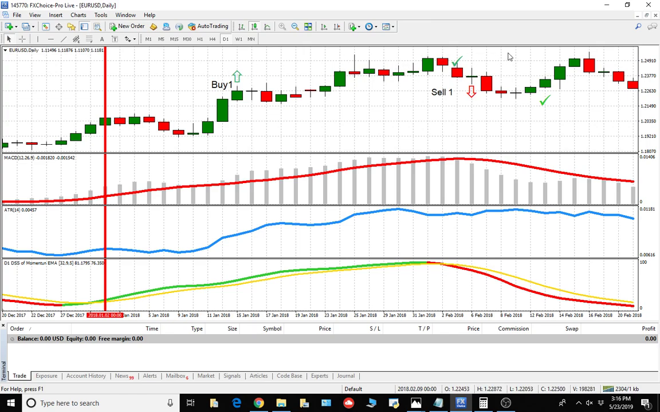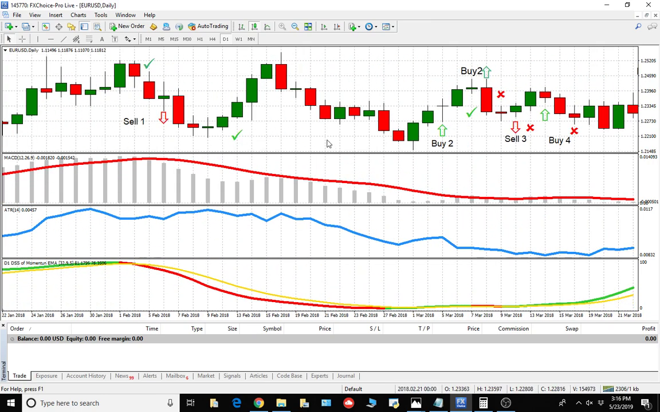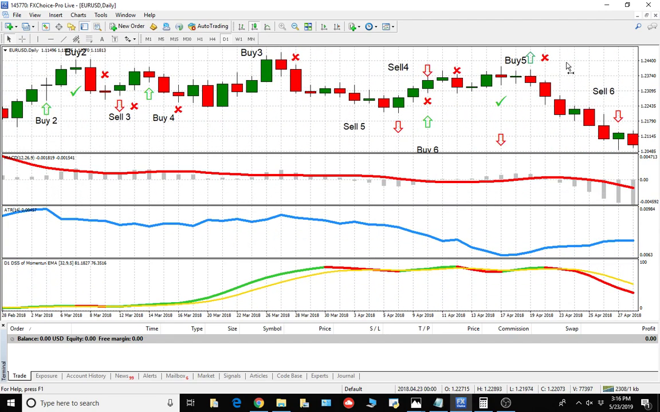As you can see, above the candles here is going to be the trades for the MACD. Below is going to be the trades for the DSS momentum. So you can see the first trade for the MACD was a win. So was the first trade for the DSS momentum. The second trade for the DS momentum was a win as well, but the second one for the MACD was a loss. 3 and 4 for the DS momentum was a loss. And number 3 for the MACD was a loss as well.